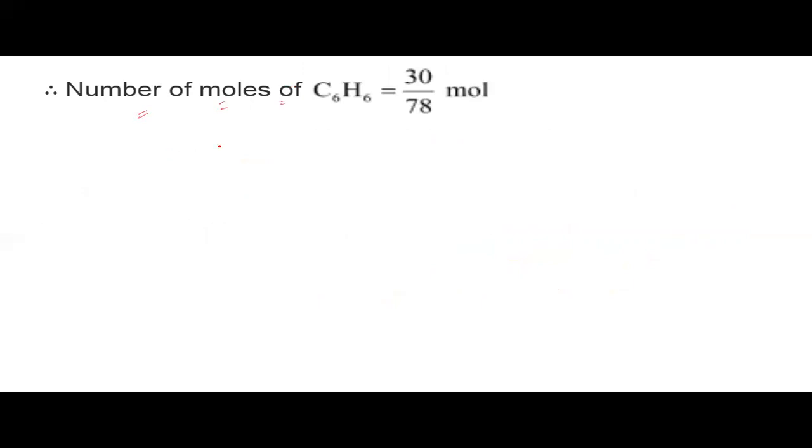Now we will calculate the number of moles of benzene. 30 is the mass of benzene. 78 is the molar mass of benzene. You know the formula, weight upon molar mass is equal to number of moles. So here the value comes to be 0.3846 mole. This is the value of the number of moles of benzene.